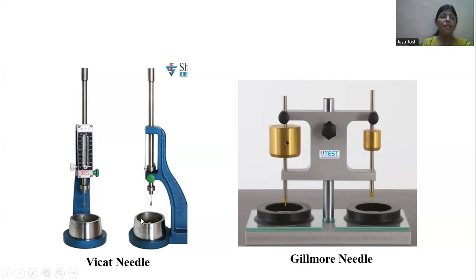The needles are suspended to this plunger, and here you have to place the test specimen. Now you have to press the needle inside the test specimen. The time from the start of mix till the needle no longer penetrates the specimen is your initial setting time, and the time from the start of mix till the needle no longer penetrates the surface, barely causing a scratch, is your final setting time. So this is the way you can measure the initial and final setting time.